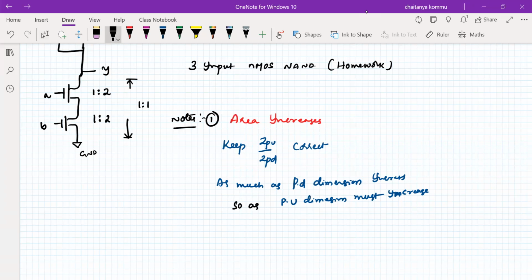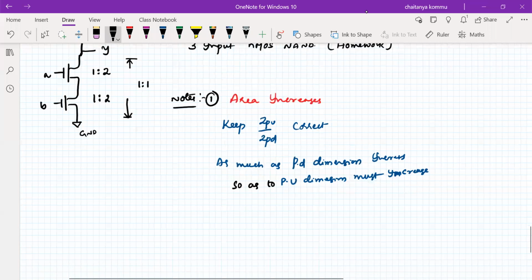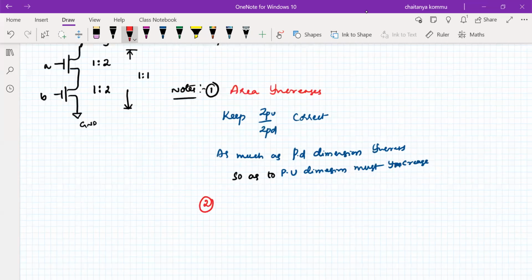So as the pull down network dimension increases, the length of the pull up network must also increase. So that means the overall area of the circuit will increase. That's the one important point. The second point is that the delay of the circuit will increase.